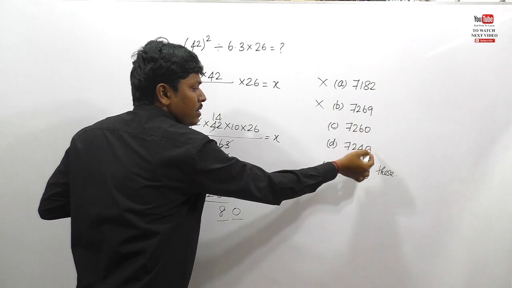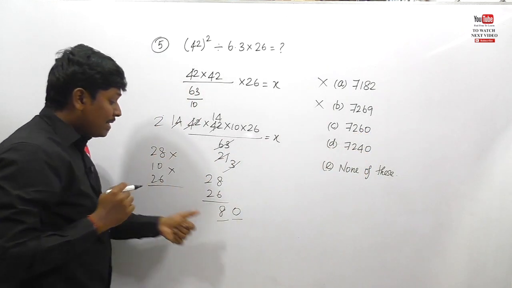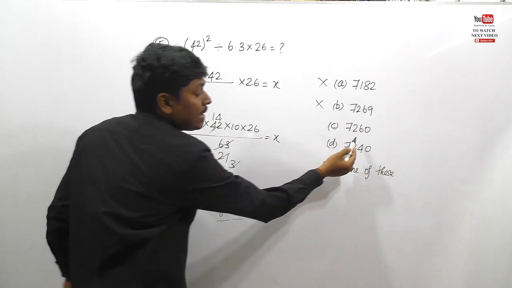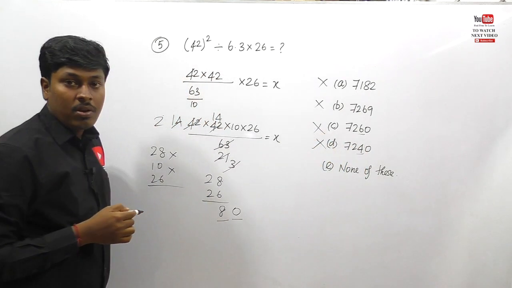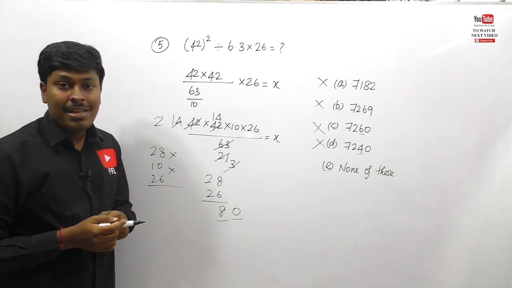The last number is 0 and here is also the last number is 0, but the second number should be 8. Here the second number is 6 and the second number is 4. Definitely all the 4 options are wrong, so we can say that option number E, none of this is the answer.